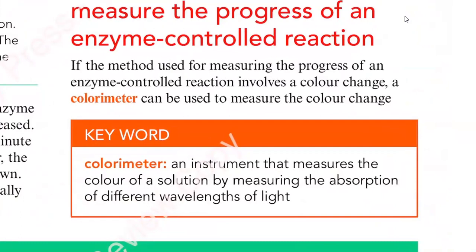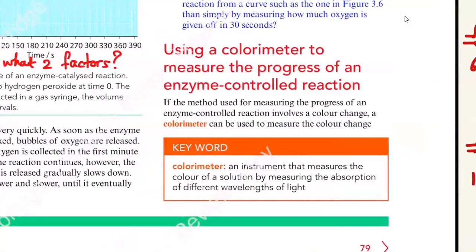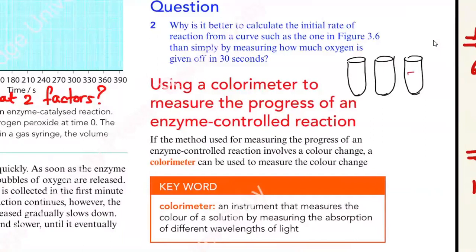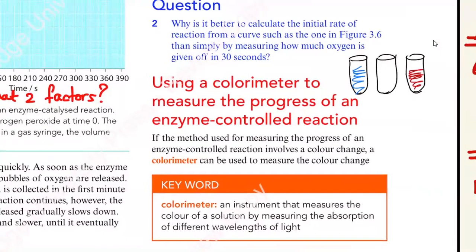For example, I am doing Benedict's test. You all know what Benedict's test is, or do I need to tell you what that is? So we did that when we were doing biological molecules. For example, we are doing Benedict's test and we get a range of colors. This is red, and let me just choose another color. We get light blue and we get orange.